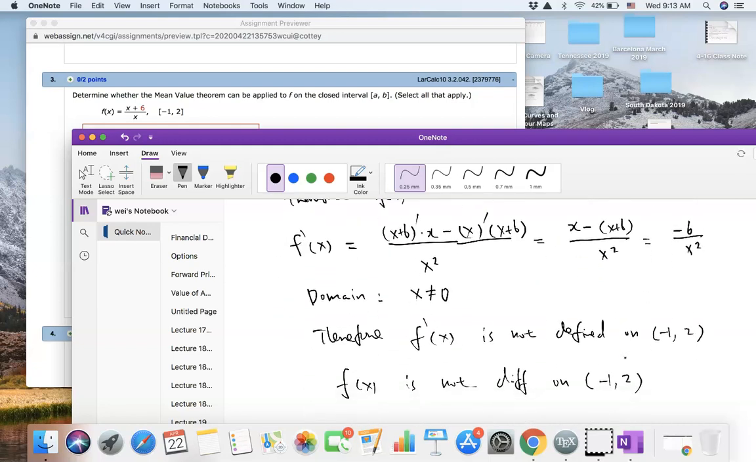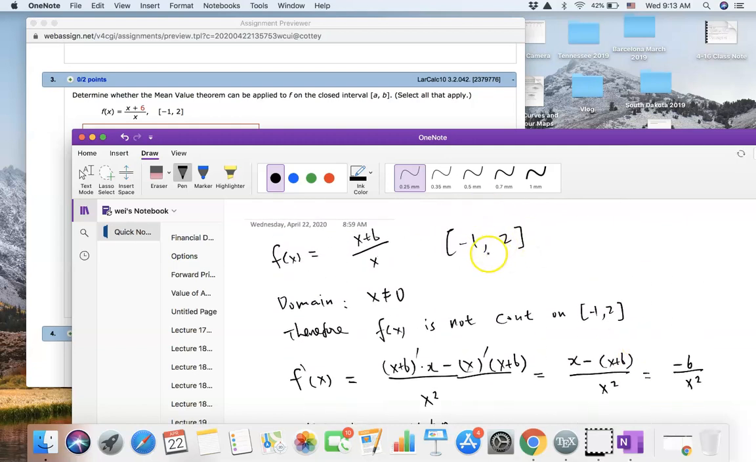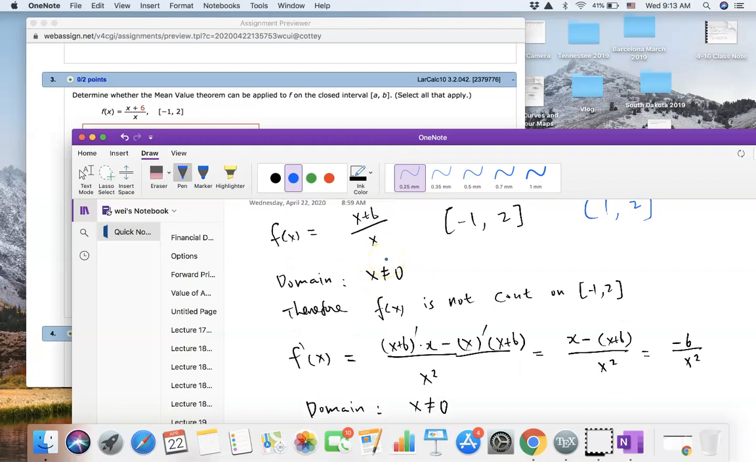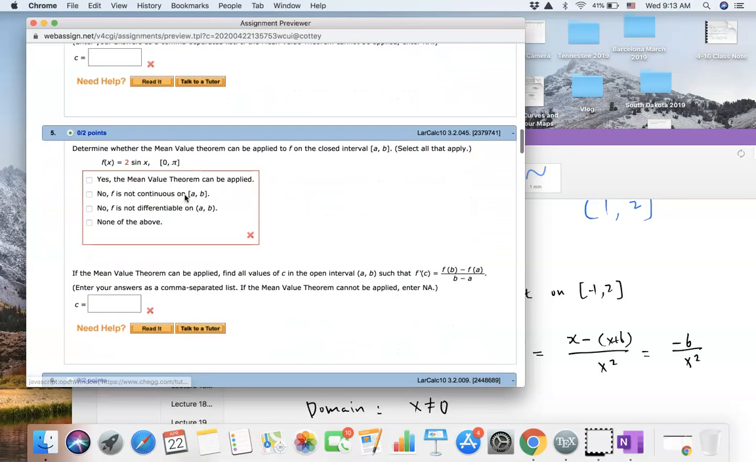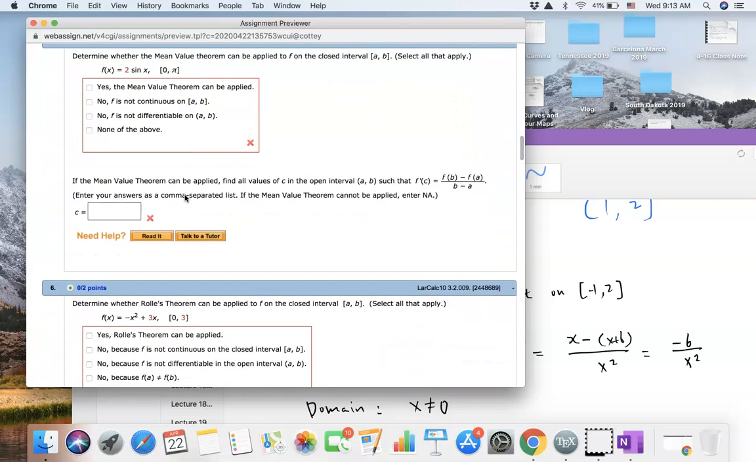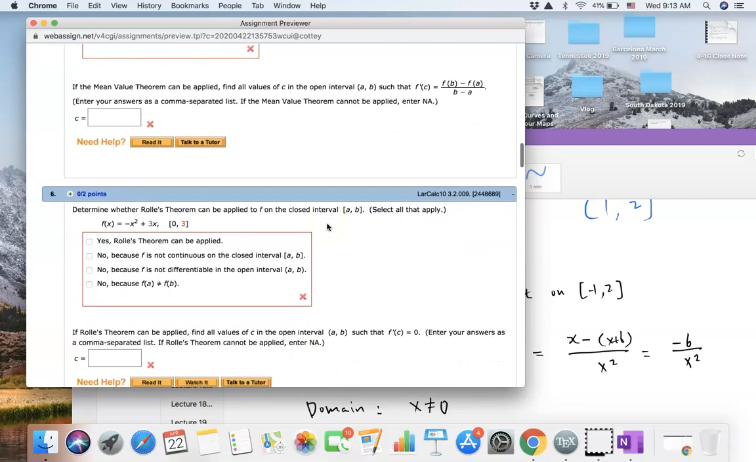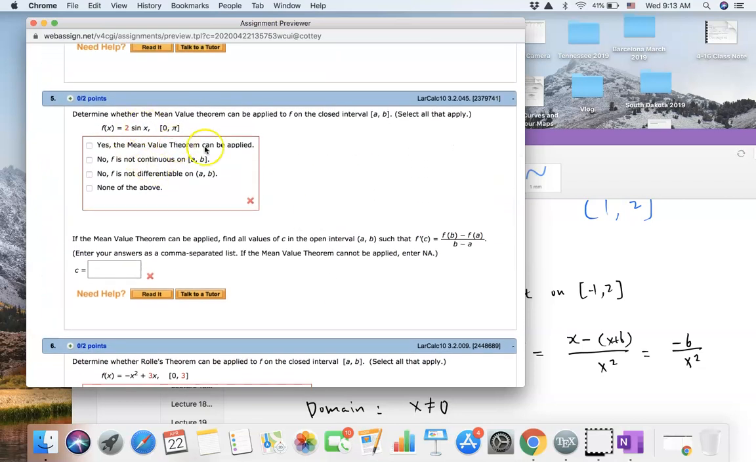In this problem, if 0 is not contained in the interval, say if the interval we're given is from 1 to 2, then in this case, the mean value theorem can be applied. All right. So let me do another one. Okay. Number 5.